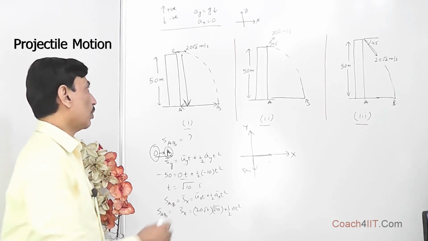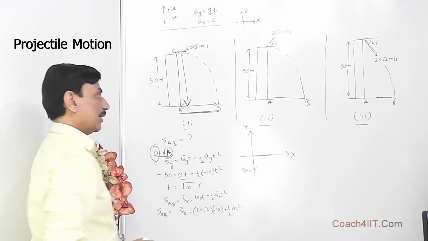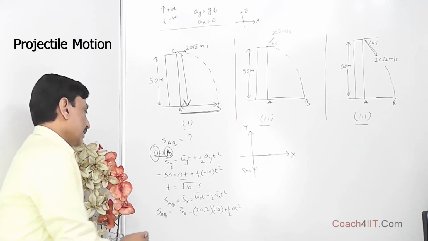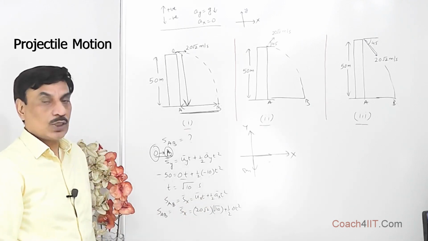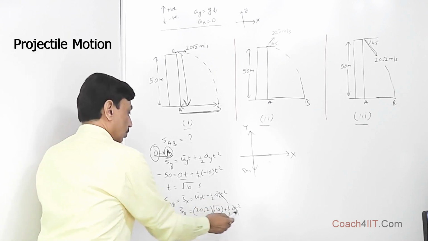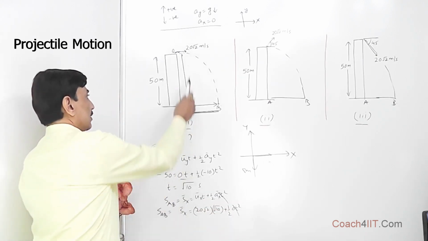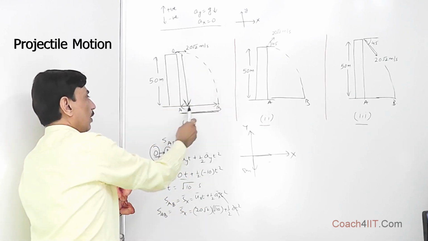Once we know the time from here to here, then certainly we can find the displacement Sx. Sx or Sab is equal to uxt plus half axt square. Now we know acceleration on the x-axis is equal to 0, so this goes off. Ux, what is ux? This is 20 root 2, into the time from here to here.